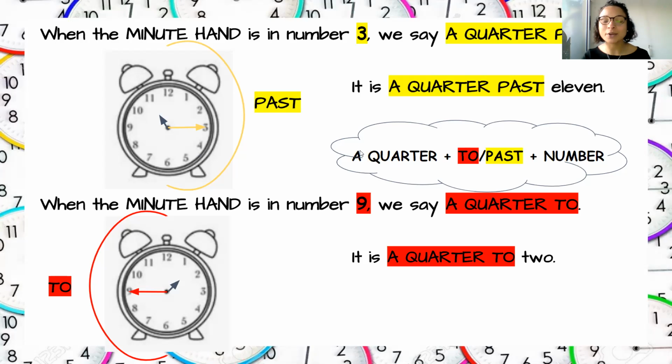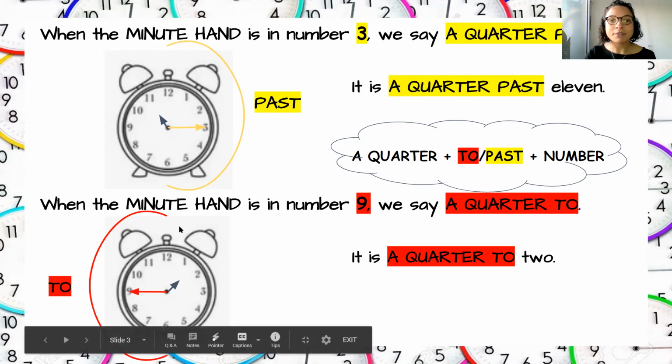Okay? Here I wrote these to help you. So a quarter, first of all, and then we need to say past or to, and the number. A quarter past 11 in this case. Good. Let's take a look at this one, the red one. Everything that is on this side, on the left side, is to. So when the minute hand is on number 9, when the long hand is on number 9, we say a quarter to. A quarter to.